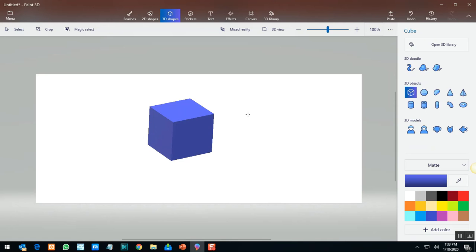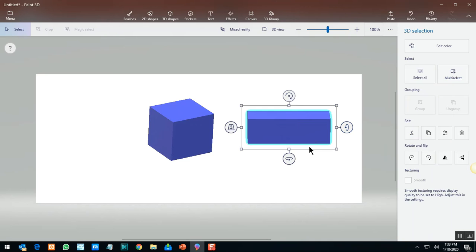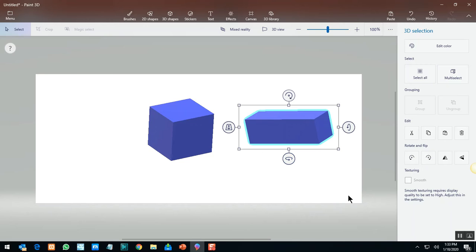Let's try it once more. Okay. So we have something like a chocolate box. Sorry, a chocolate box. So this is like a cuboid, and it looks like a chocolate box. So the first is a cube, the second is a cuboid.